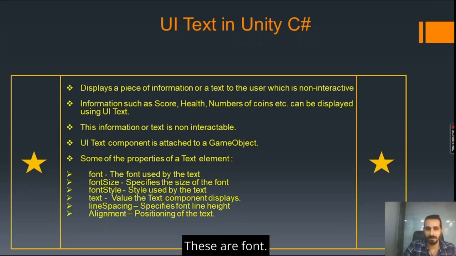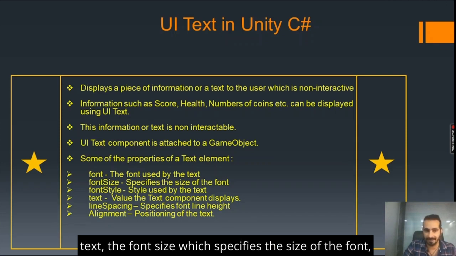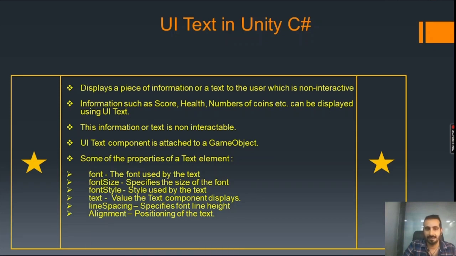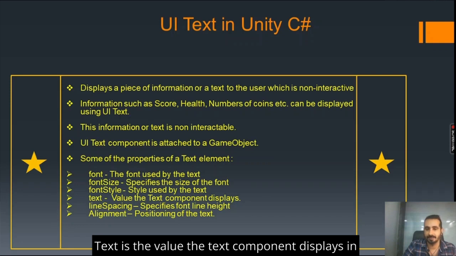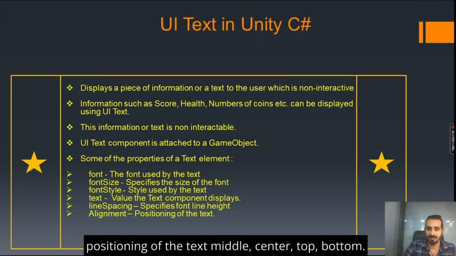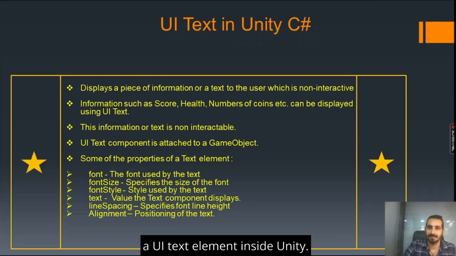These are font, which is the font that is used by the text; the font size, which specifies the size of the font; and style, which is the styling used by the text. Text is the value the text component displays. Line spacing specifies the font line height, and alignment is the positioning of the text: middle, center, top, bottom. Okay, now let's get into the Unity editor and create a UI text element inside Unity.